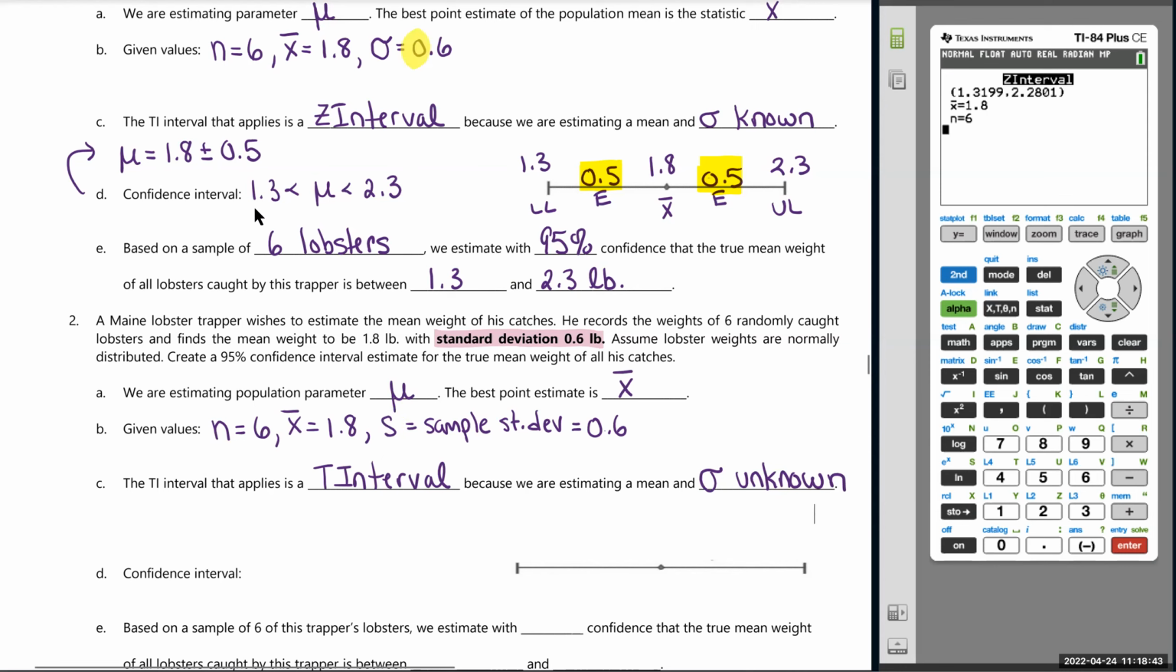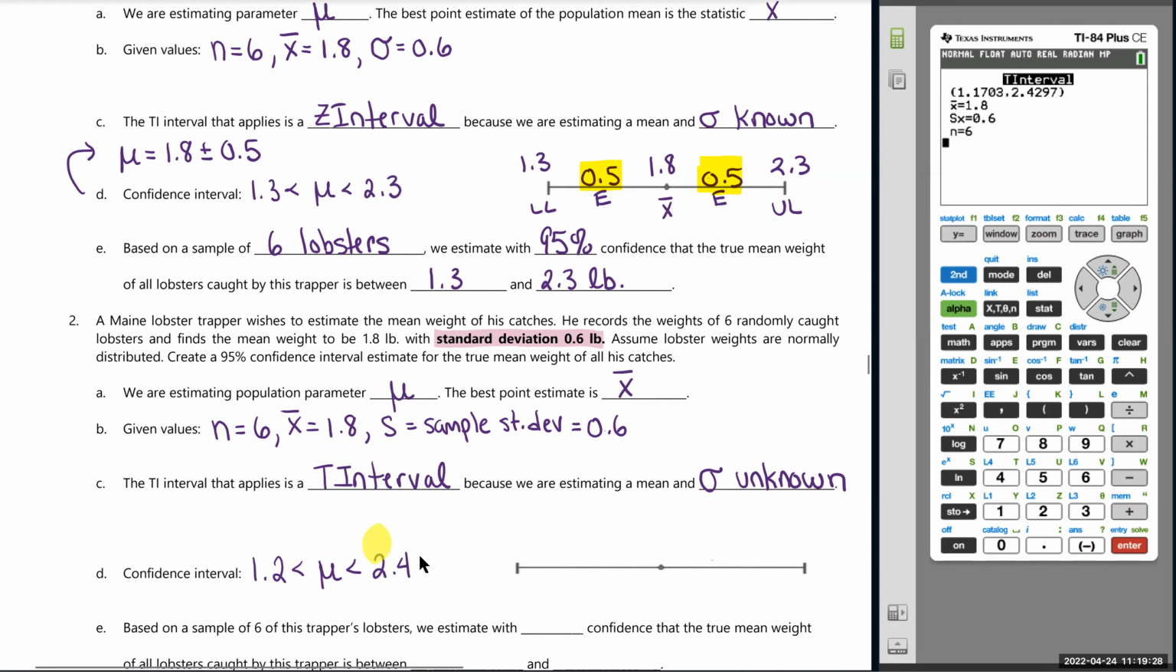All right, but all other components remain the same. So by not knowing sigma, we should see a larger margin of error because we're going to use the same confidence level. All right, so we'll check it out. So stat tests, and we'll do our T interval. And this time it will ask us for S, sample standard deviation, and nothing else is changing. And we'll round to 1 decimal place. So that will be a lower limit of 1.2 less than mu, less than 2.4.